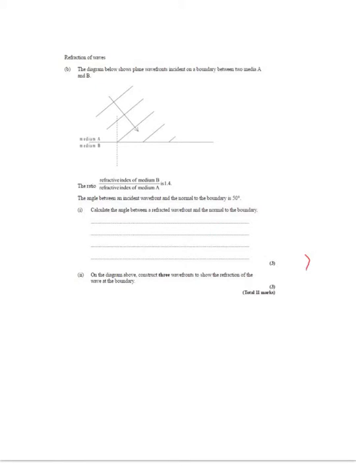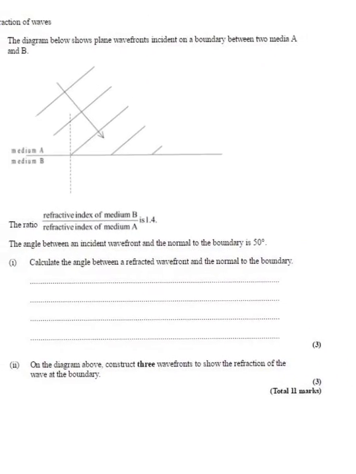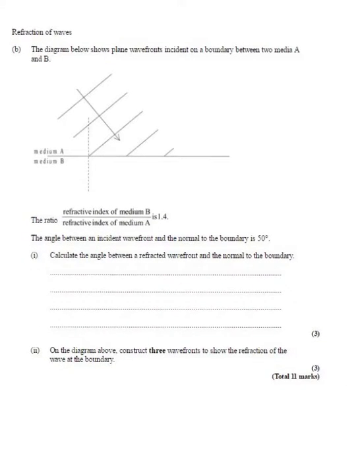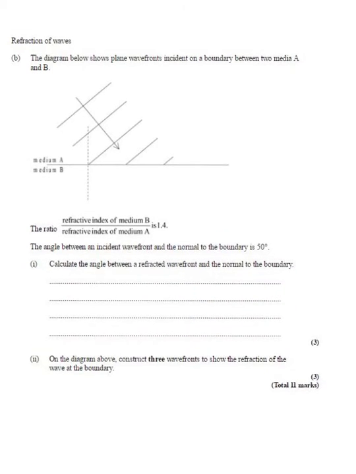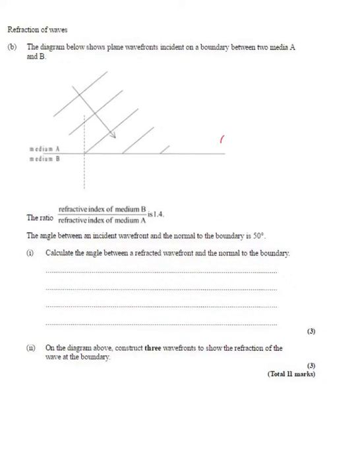Now this is a lovely question. The diagram below shows a plane wavefront incident on a boundary between two media. You have a ratio of refractive index of B, right? So I'm going to call it 1 and 2, because that's the way we've discussed this in class. So what they're giving you is the ratio of N2 over N1 equals 1.4. What other information do they tell you?